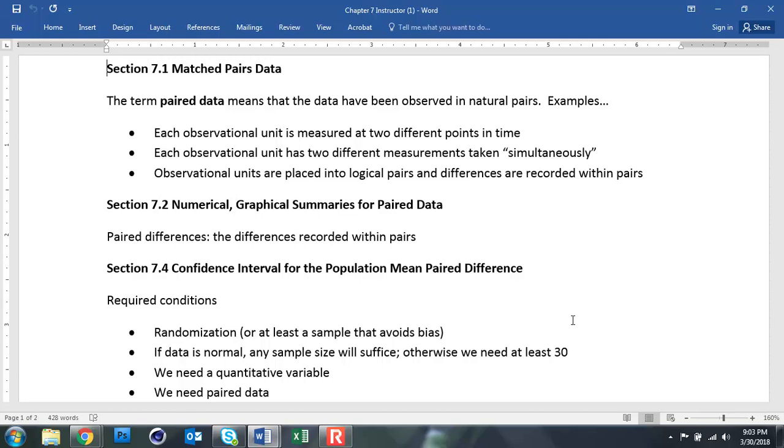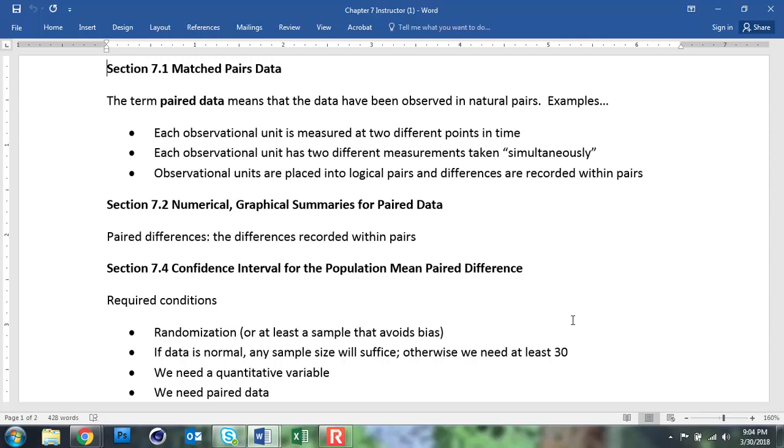The second type of paired data: each observational unit has two different measurements taken simultaneously. I do say simultaneously like that because it doesn't have to happen at the exact same time, but nothing has to happen between the two measurements. We could measure hand spans and figure out what your right hand span is, what your left hand span is. I don't care what those are. I care if there's a difference between those two.